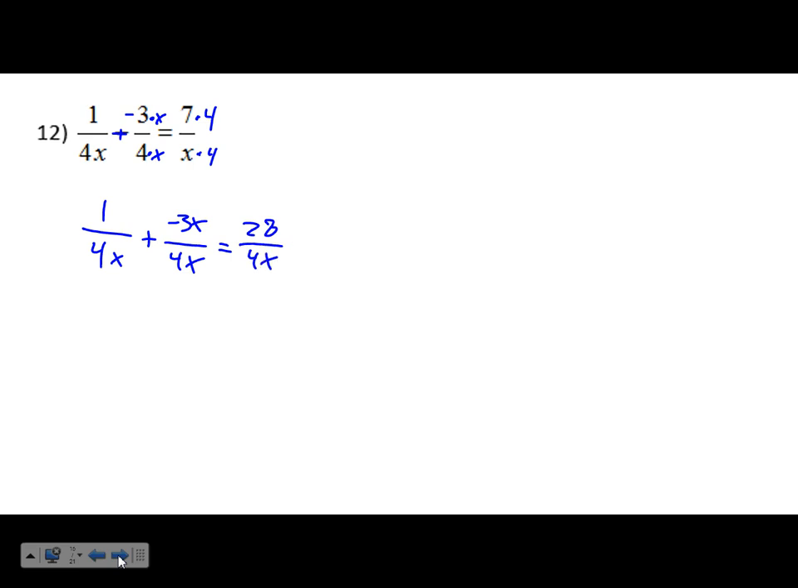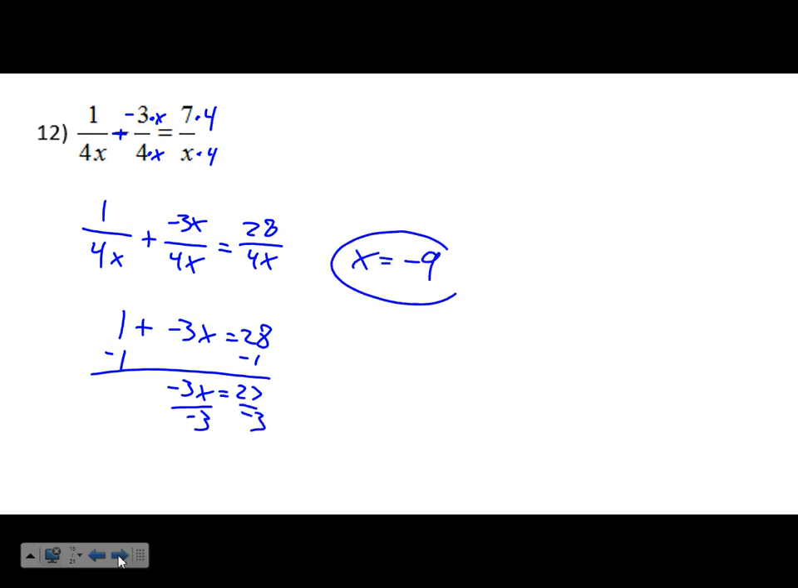So we end up with, since all the denominators are the same, 1 plus negative 3x is equal to 28. Subtract my 1 from both sides. Negative 3x is equal to 27. Divide by negative 3. X is equal to negative 9. Again, you can double check, plug those into your denominators, but I'm not going to worry too much about that right now.